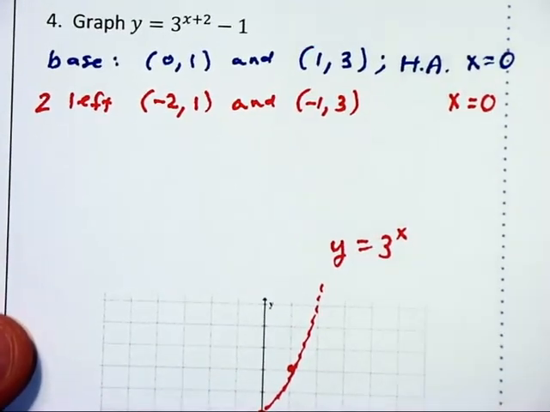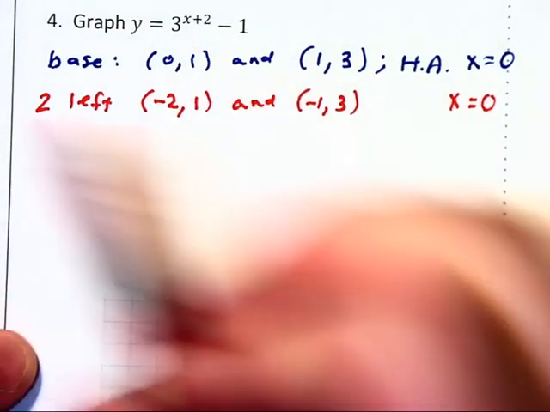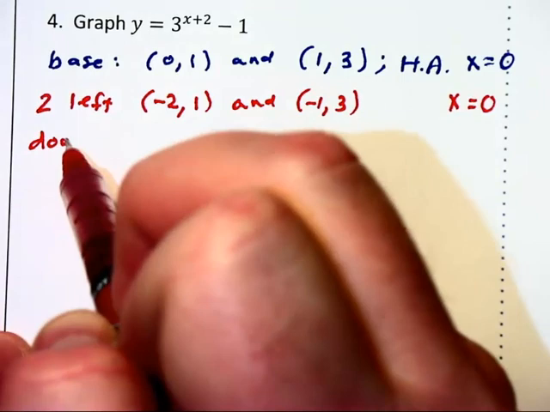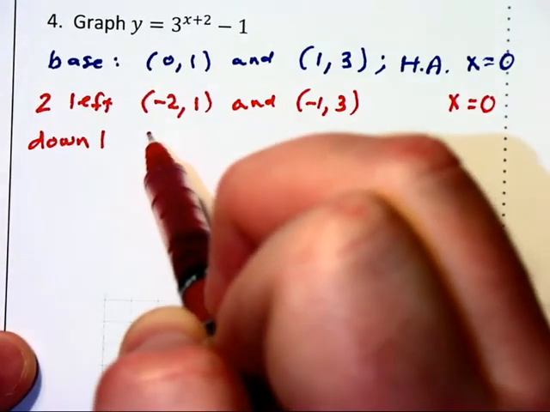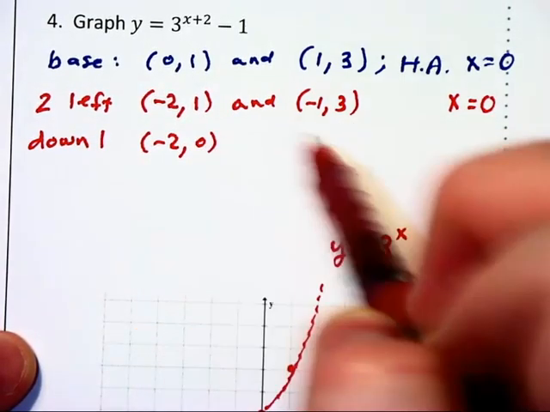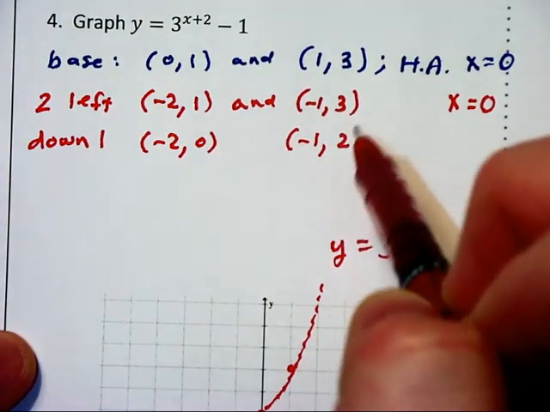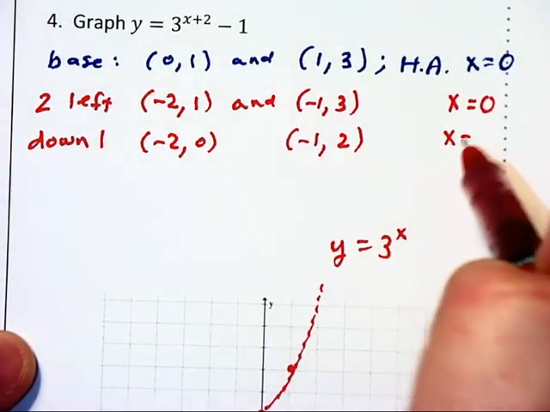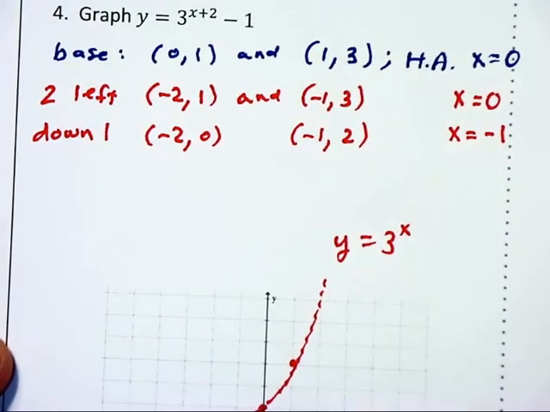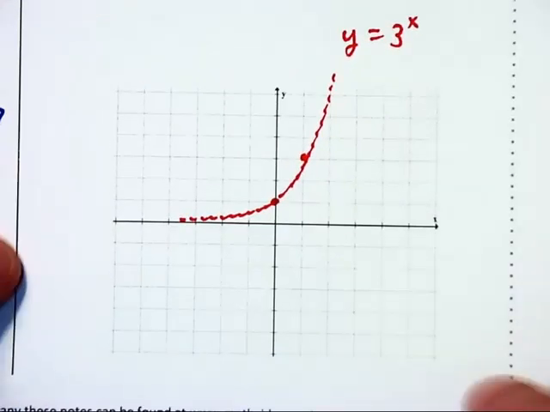Then we have a -1 at the end, which means we're going to move down 1. And so our points will be at -2, 0, and -1, 2, and the horizontal asymptote will be y equals -1. So let's go and draw that in.